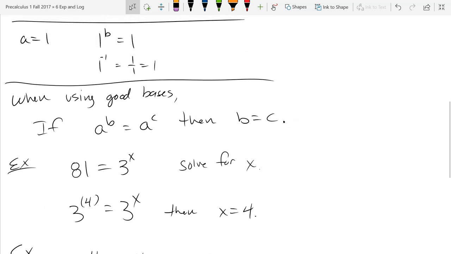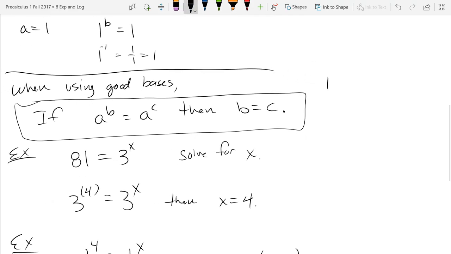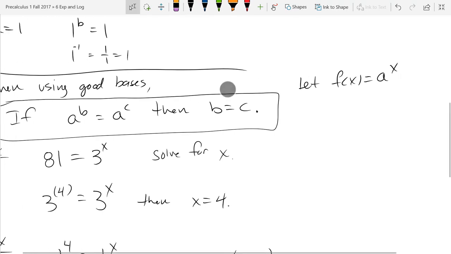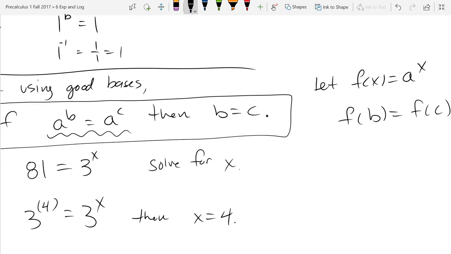All right, so that is about good bases and bad bases. I'm going to rewrite this property that I just wrote down, put it in a box, and then rewrite it next to it on the right side. So I'm going to create this function f of x. It's going to be kind of boring. It's just a to the x. I'm going to rewrite this theorem over here. It's a to the b equals a to the c. So that means f of b equals f of c. I'm just rewriting them in function notation, not doing anything fancy.